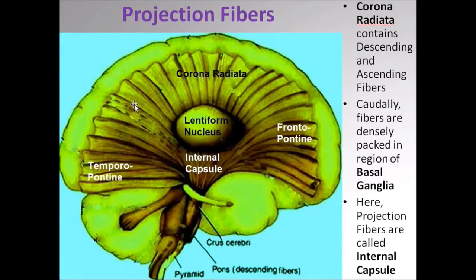Another example of a projection fiber is this. As you can see, this is a more diagrammatic representation. The fibers are radiating like a crown, that's why it is called the corona radiata. We shall see subsequently that this corona radiata has got many components which are all labeled here.